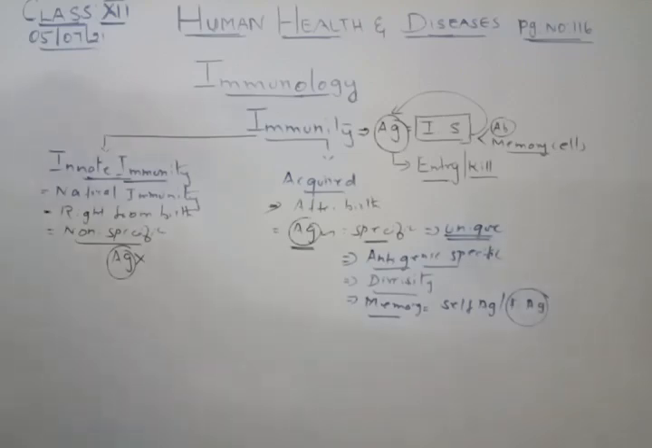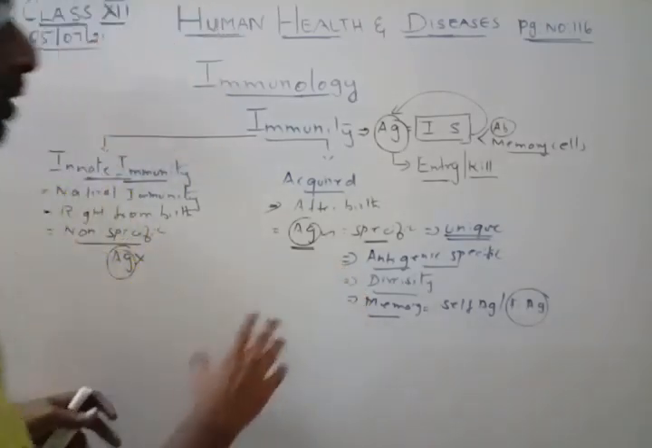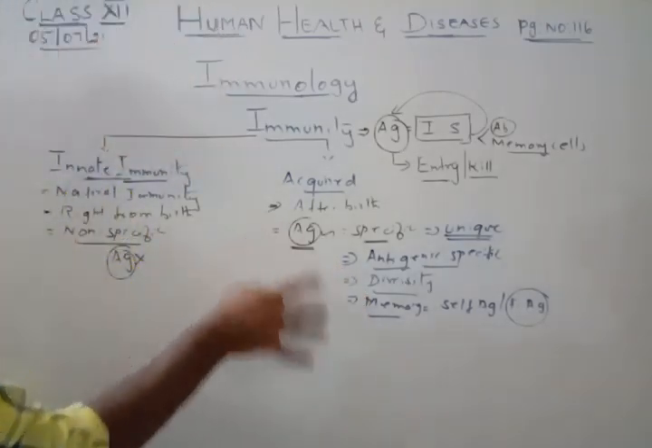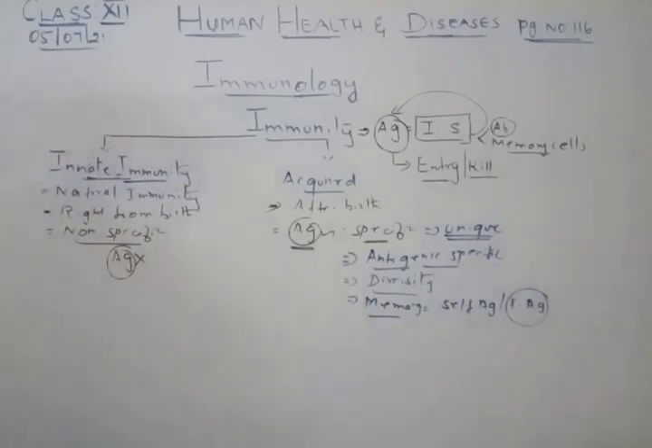Acquired immunity has another two types, which we will talk about in the next classes, not now. Now we will discuss only innate immunity. Regarding acquired immunity, we will talk later, and then we will enter into the cells of the immune system. Okay, right. So we will talk about innate immunity and its types.